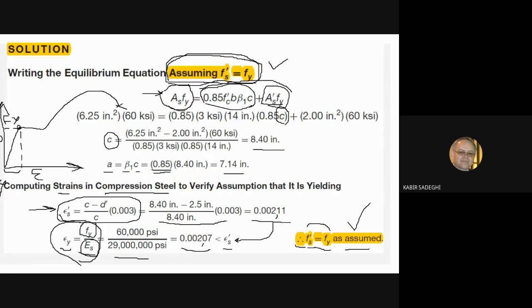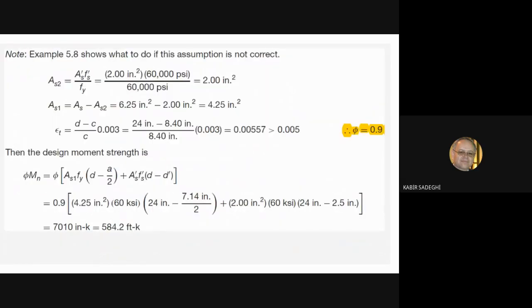Okay, we continue like that. Pay attention that in the next example, this is not the case, it is another case. The compression steel is not yielded and we have another solution. But for this example, we continue the solution here.